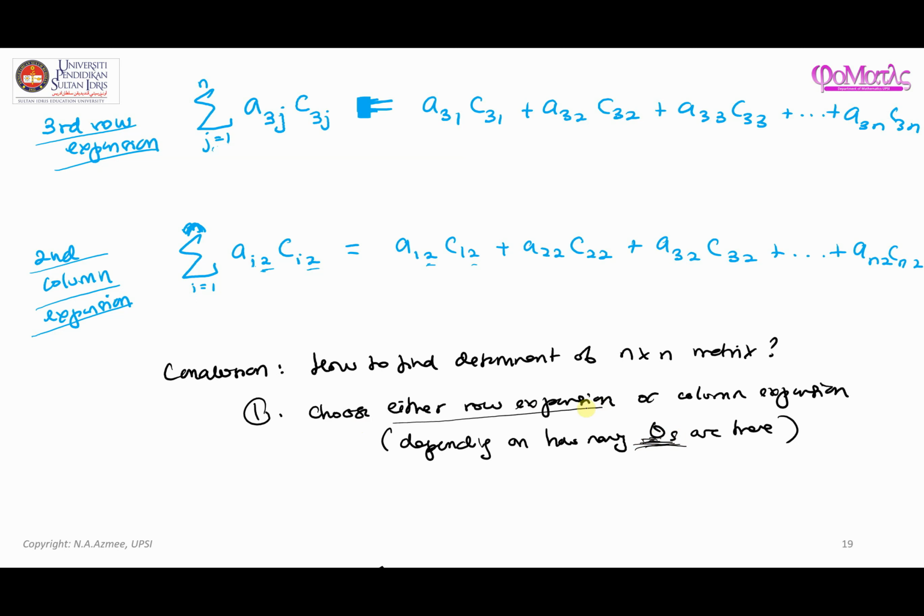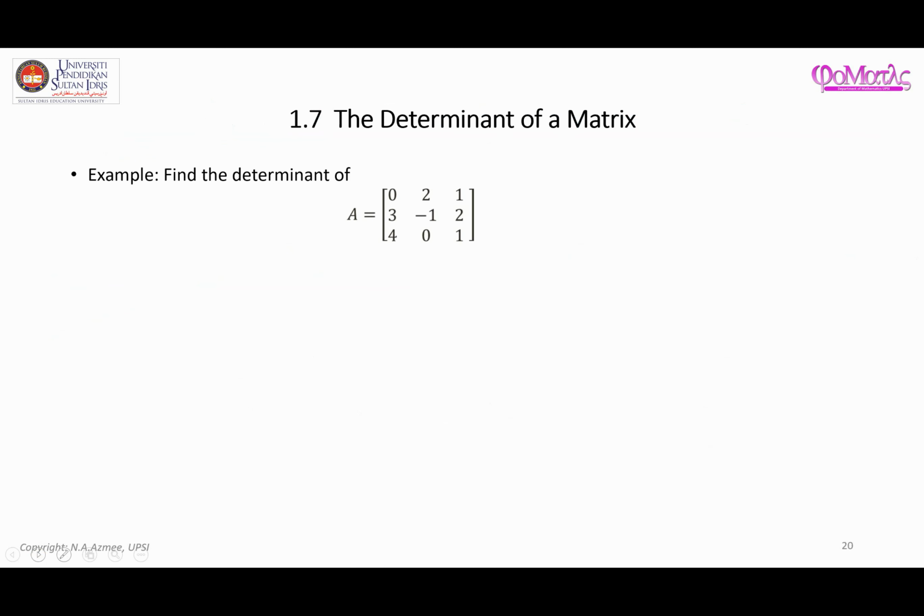You're going to choose either row expansion or column expansion based on how many zeros you have, and then you just need to find the value of minors, and then you get the cofactors. You don't need to find all the minors and all the cofactors, just the ones related to the formula that you choose to adopt. Okay, and I think the whole process is better explained if we look at the example here.